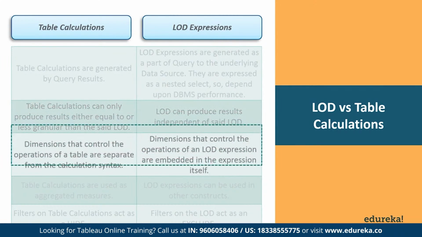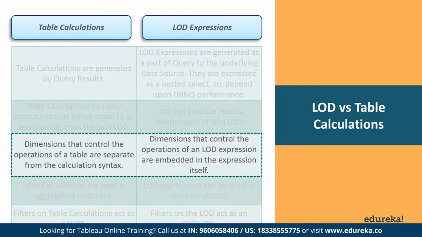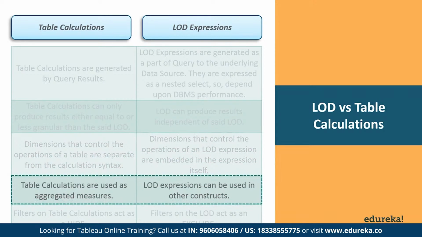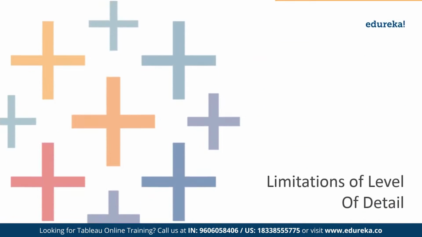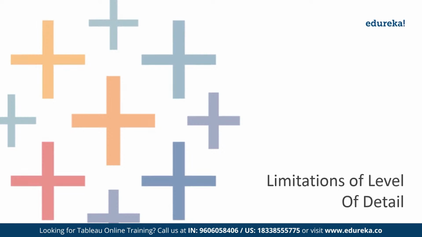Dimensions that control the operations of a table are separate from calculation syntax in table calculations, whereas in LOD expressions, dimensions that control the operations of an LOD expression are embedded in the expression itself. Another big difference is table calculation can be used as aggregated measures, and LOD expressions can be used for various other constructs. The filters on the table calculation act as a hide, whereas filters on the LOD act as an exclude. And finally, let's discuss the limitations of level of detail.